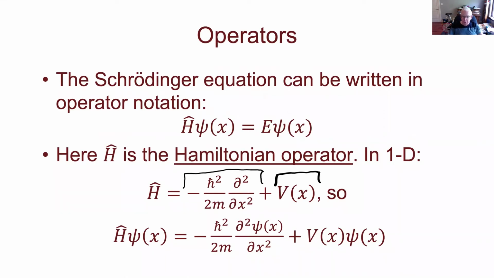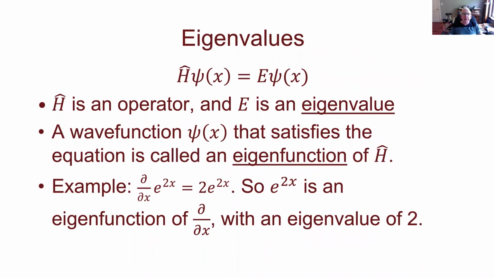And so some of you may remember from math courses that that means this equation is an eigenvalue equation, okay? In here, the operator is H, that's the Hamiltonian, E is the energy, and that energy is an eigenvalue, meaning it just is a constant multiplied by the original function. A wave function that satisfies that equation, we say it's an eigenfunction of H.